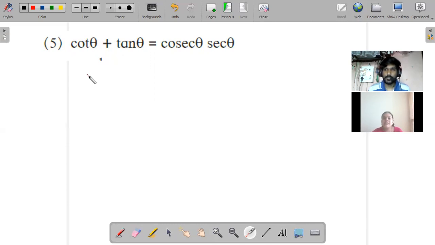I will have to take... How am I going to do this? Cot will be 1 upon tan and... No, don't use that one. Use the other formula. Cot is cos upon sine. Cos upon sine. Same thing. And tan is sine upon cos. Yes. Then do the cross multiplication.